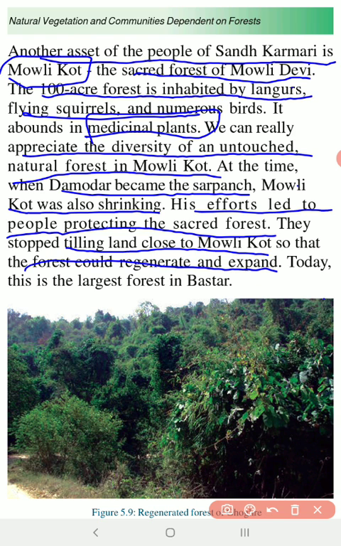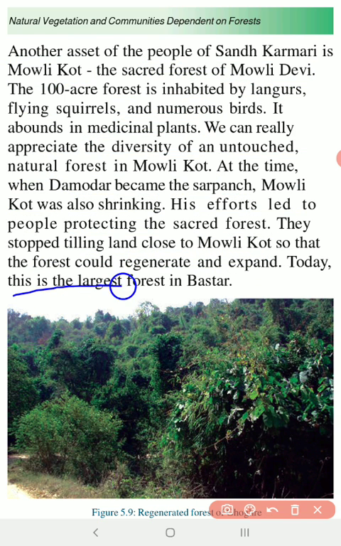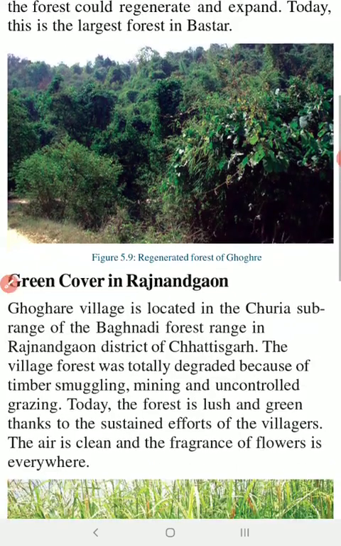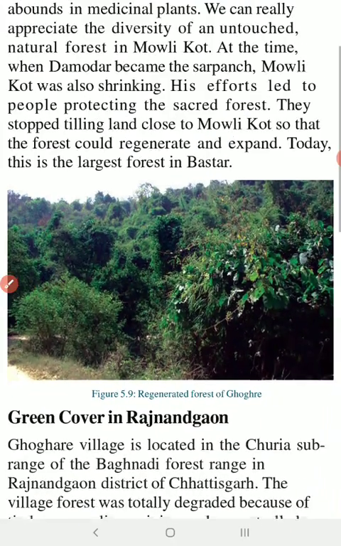Today this is the largest forest in Bastar. The Mauli Kot forest is the largest forest in Bastar. So this is an example of what people can do as a community. So that's Mauli Kot.